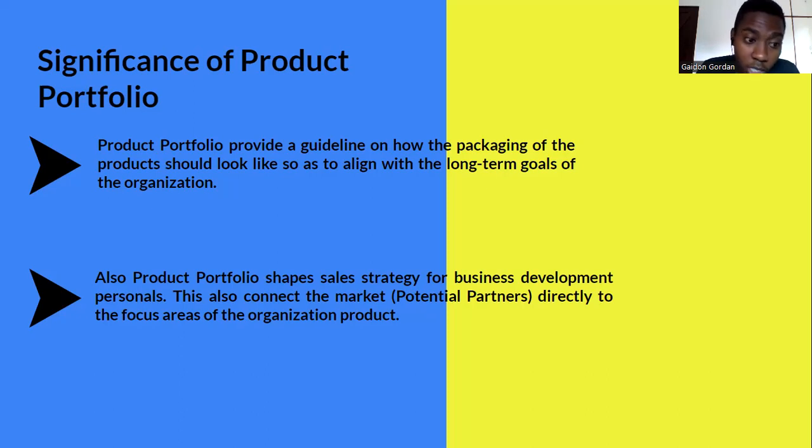The second one is that the product portfolio shapes the sales strategy for the business development person. Through the product portfolio, which comprises all those things that you think are valuable to be sold to the external world, it shapes the way you approach all those potential partners and the way you package your product so that you can sell the valuable things to them. So this connects the market directly to the focus area of the organization's products in general.